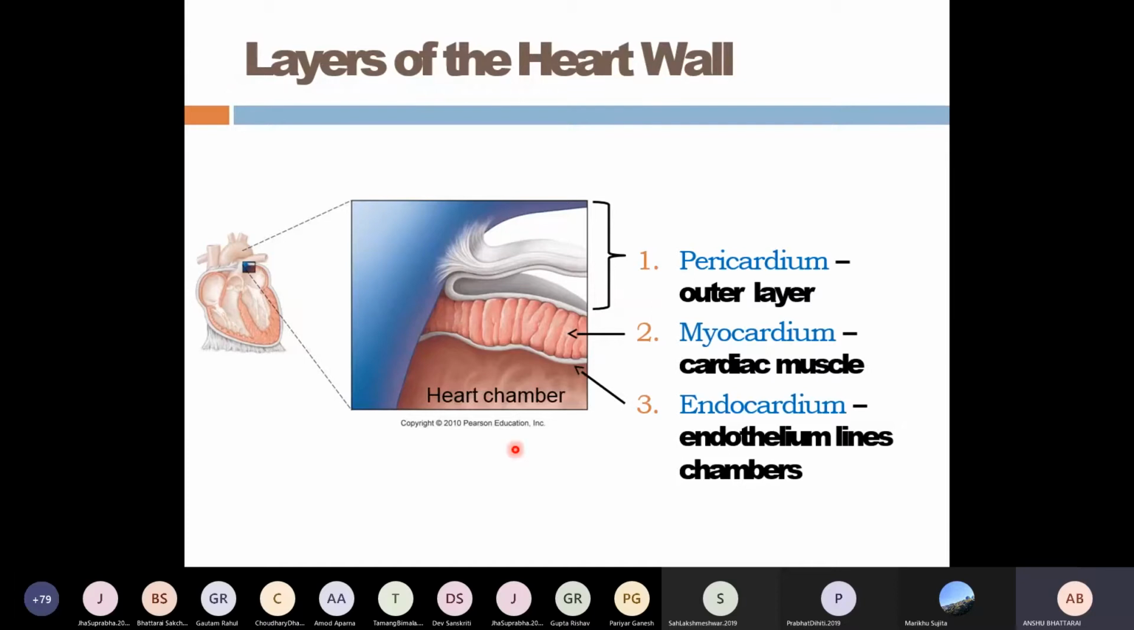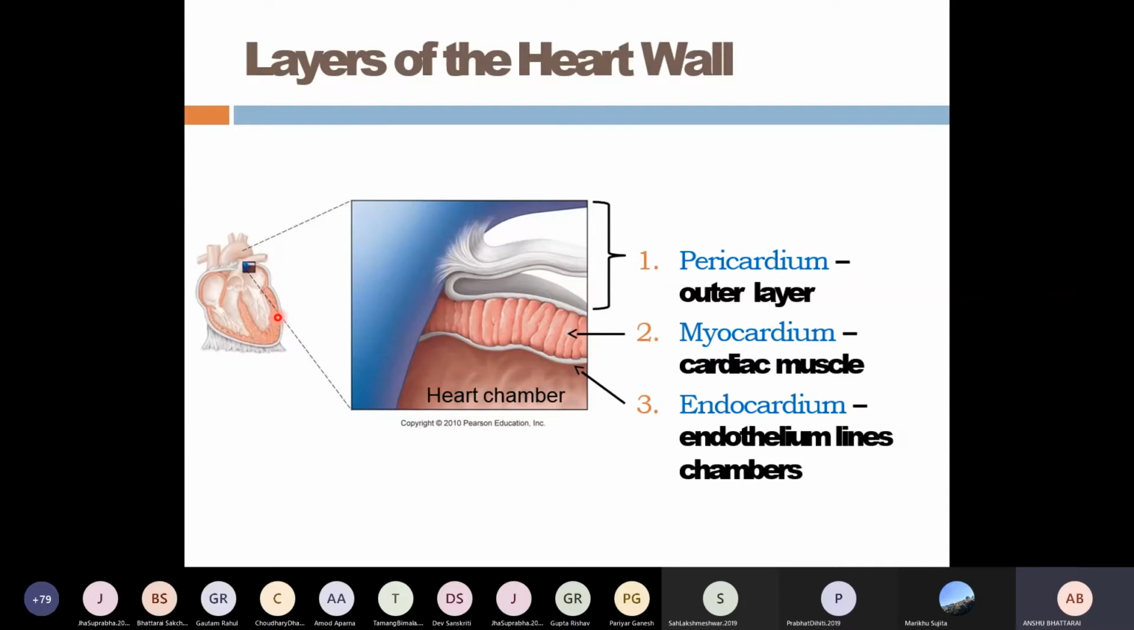Talking about the myocardium, myocardium is the main muscular layer. The myocardium of atria and ventricles are not directly continuous with each other. There is actually a fibrous tissue present in between them. So this has some implications. You will understand this when you know about the conducting system of the heart.